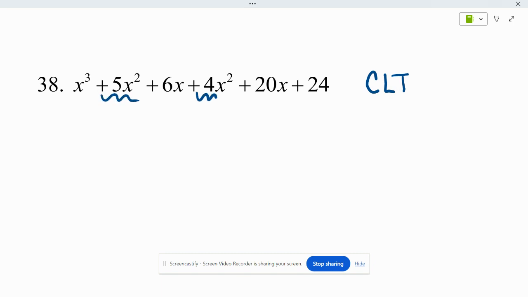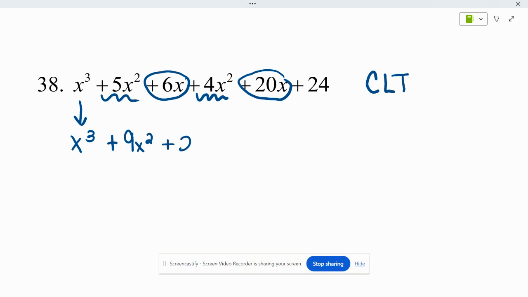Awesome. Hang on, let me underline those with squigglies. Okay, and what else? Perfect, Travis. Good job. So that x cubed can't be grouped with anything. We're just going to bring it straight down. But 5x squared plus 4x squared is what, Travis? Awesome. And 6x plus 20x is what, Travis? Awesome. And then our last term is that positive 24.